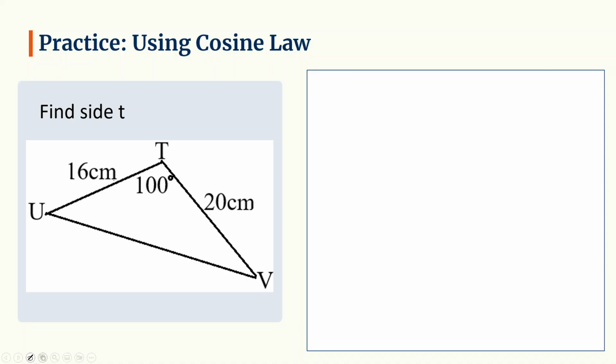Okay, so I'm going to label my sides. This is side little t. Over here, this is side little u. And then this is side little v. If you're writing on line paper, it's clear what a big letter and a small letter is. Anyway, you know what's happening. And then I'm trying to find side t. So I want to find side t.